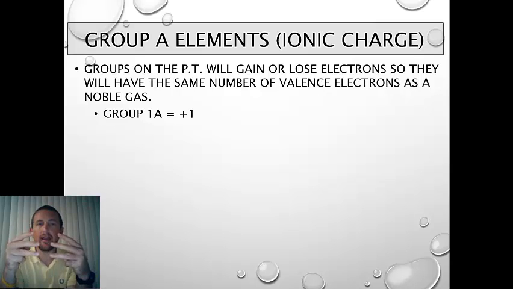Well, if lithium lost 1 of those electrons, it would have 2 electrons, and it would still have those 3 protons.